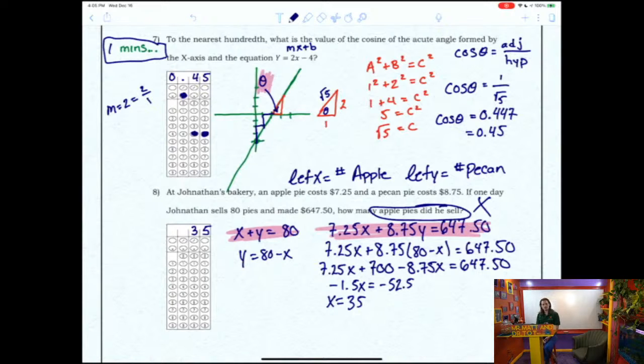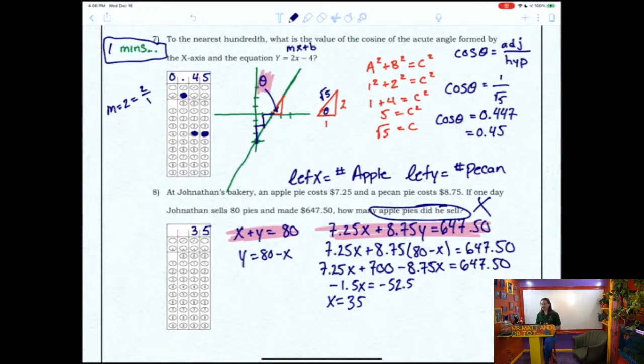You just need to make sure that you distribute whichever value is on the outside of the parentheses to each value inside the parentheses. So subbing out for Y, we're going to get $7.25 times X plus $8.75 times the quantity 80 minus X, not Y anymore, but the quantity 80 minus X, is equal to $647.50. So distributing that $8.75 to the 80 and to the negative X, 8.75 times 80 is going to be 700. 8.75 times negative X is negative 8.75X.